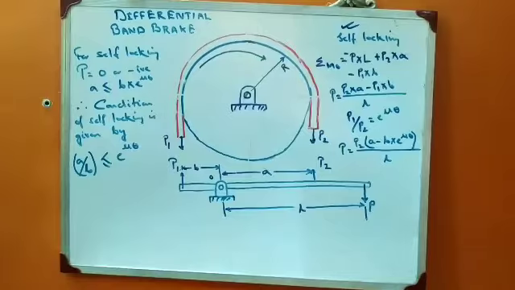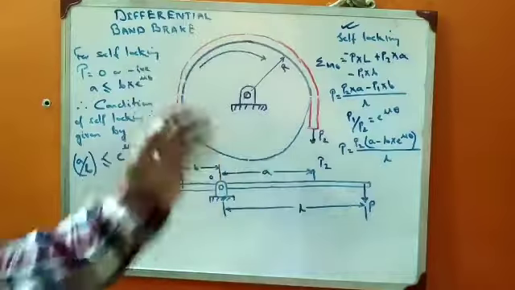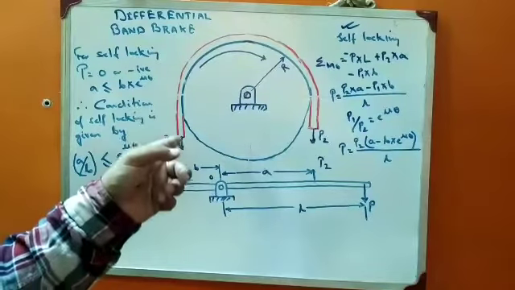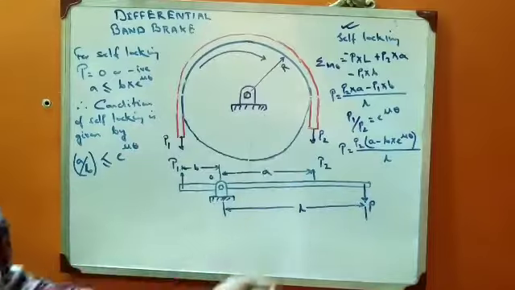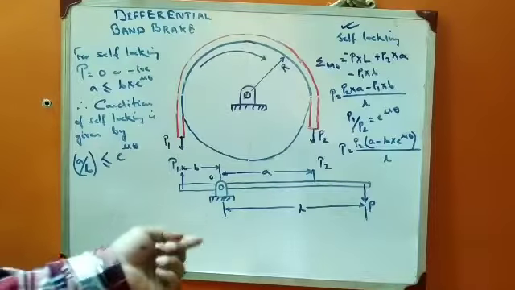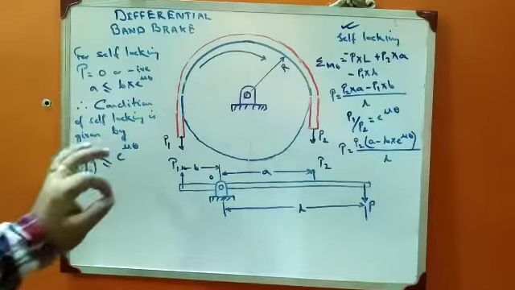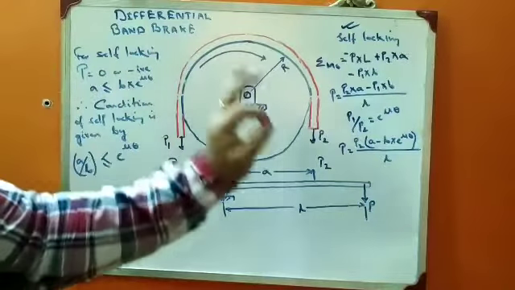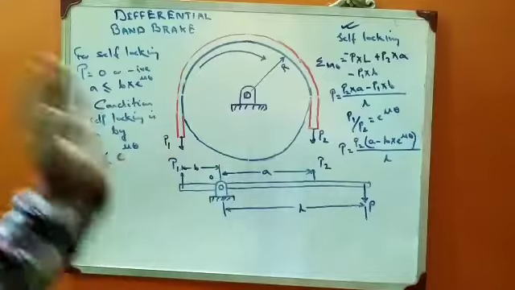Now the construction of the band brake is shown. The steel strip is there and the rotating drum is there. One major difference is that neither side of the steel strip, that is the tension side or the slack side, will pass through the pivot of the lever.